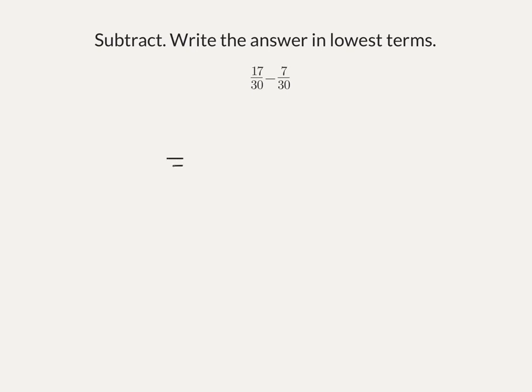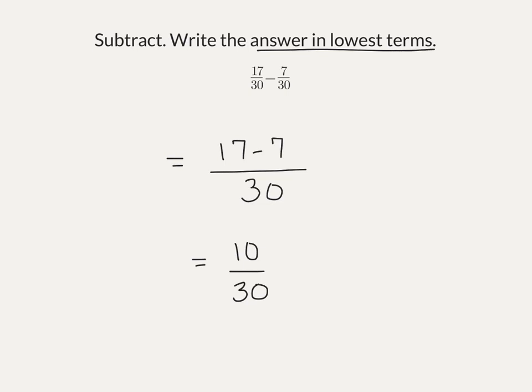So this makes it easy because we just need to subtract the numerators and place that over the denominator. So 17 minus 7 is 10, so my answer is 10 over 30. But we want to write the answer in lowest terms.